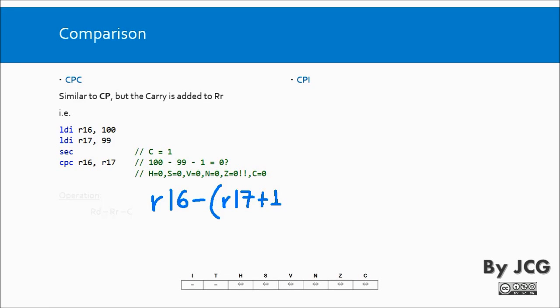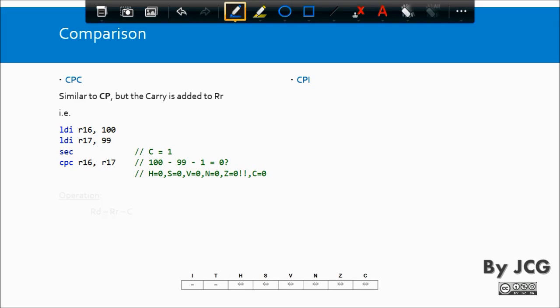This is for this particular example, okay? The correct way to put this as a general formula is register 17 plus the carry, okay? So the carry can be 0. So be careful. In this particular example, since this instruction is turning on the carry, we know that a 1 is added to register 17 before comparing it to register 16. So since this operation performs 100 minus 99 minus 1, the result is 0.